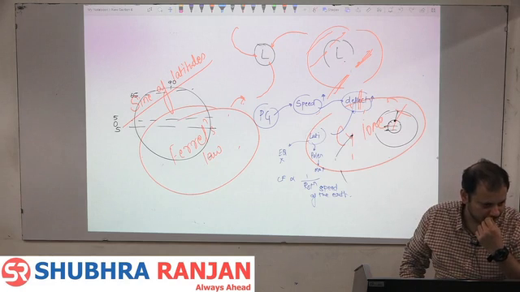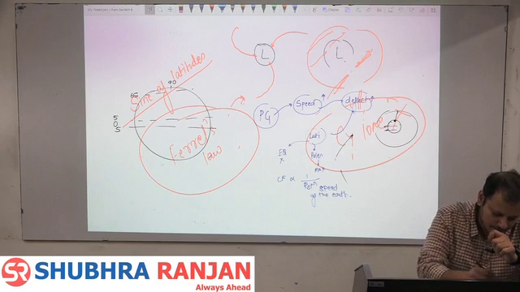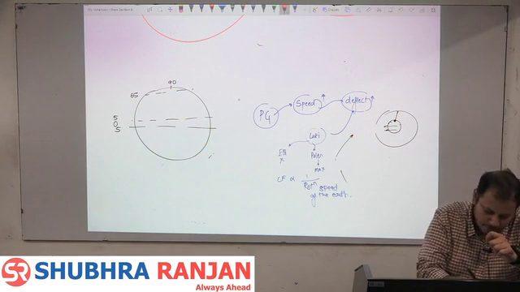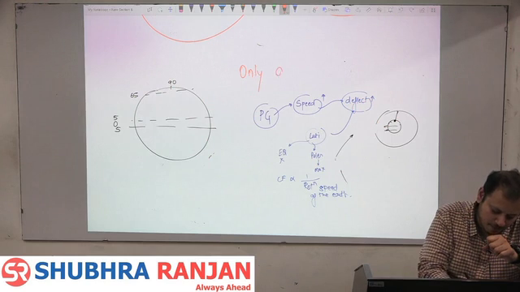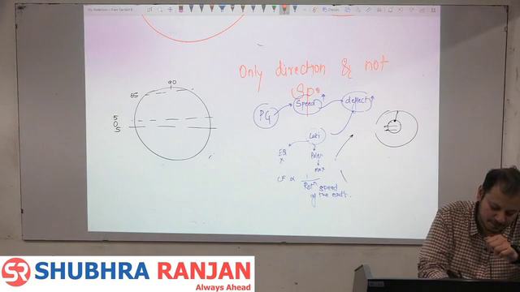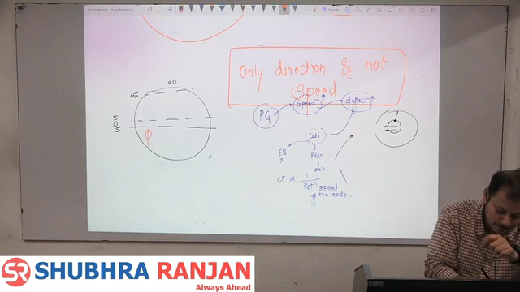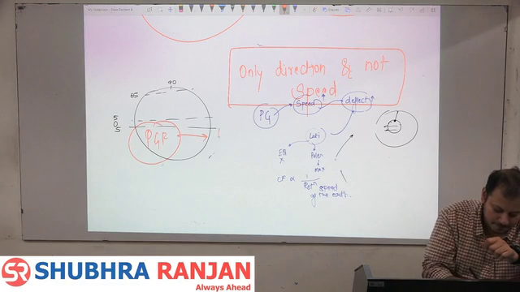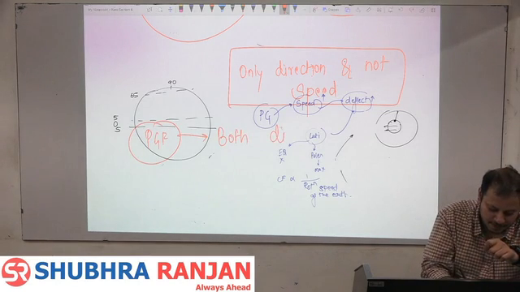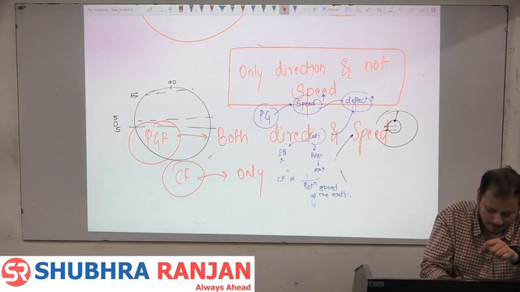Is 0 at the equator. And last point, Coriolis force affects only direction, and not speed. Pressure gradient force affects both direction and speed. Coriolis force, only direction.